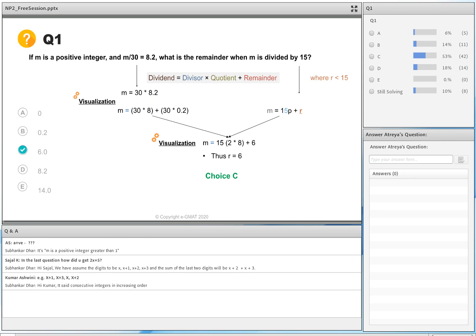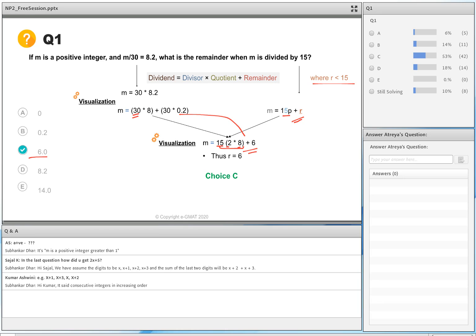So if I visualize, what do I get? The value of m can be written as 15 times 2 times 8. What I did is, this 30 that I have, I'm trying to write it in terms of 15p. So what is 30? 30 is nothing but 15 times 2. So I've written 15 times 2, and then I have an 8 here, so I've written that as well. This gives me a form of 15p, and 30 times 0.2 directly gives me the value of 6. So when I see this equation and then the other equation, I can say that the latter equation is written in the form of 15p plus r, and I can also see that r is less than 15, which was the constraint in the question. Since r is less than 15, I'm perfectly fine to mark the answer. The answer thus is choice C.